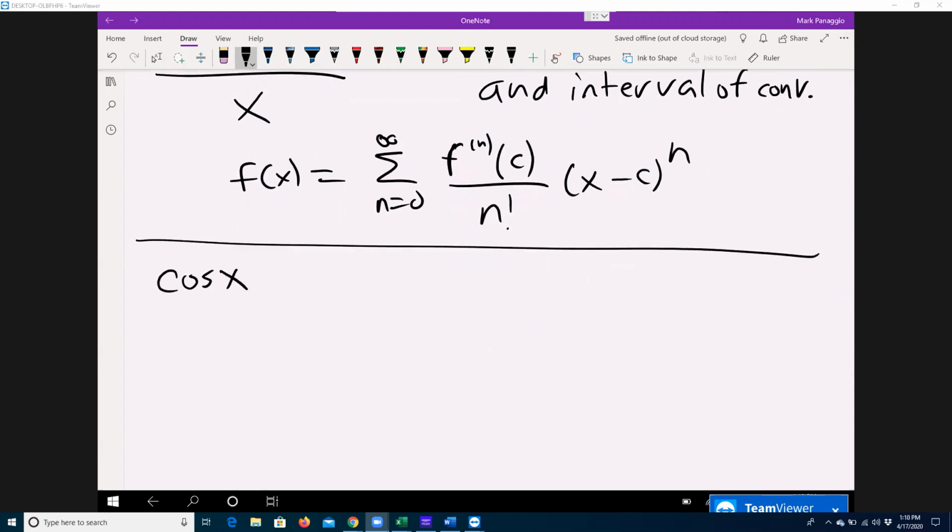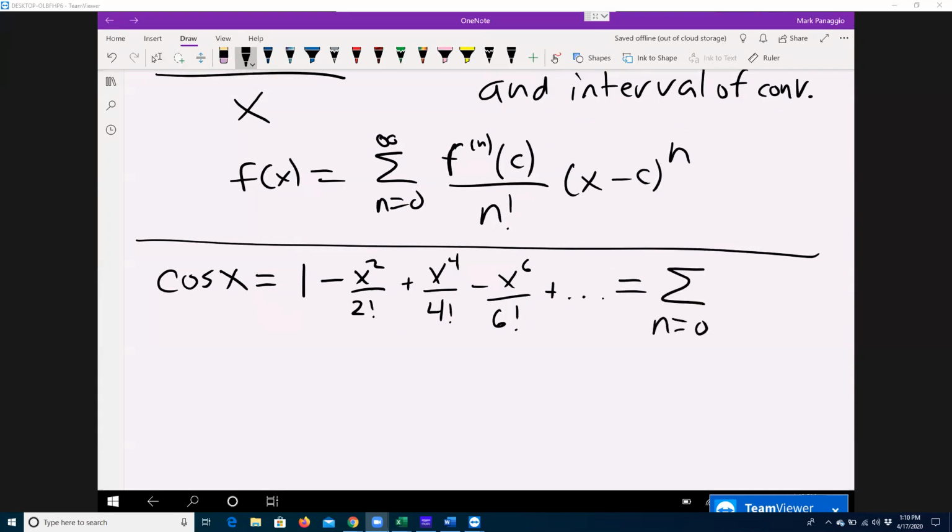And in the videos and in the textbook, they actually give you the formula for the power series for cosine of x, which is derived using that formula. It is the following. It's 1 minus x squared over 2 factorial plus x to the 4th over 4 factorial minus x to the 6th over 6 factorial, and so on, which can be written in the more concise way, the sum from n equals 0 to infinity of -1 to the n times x to the 2n all over 2n factorial.